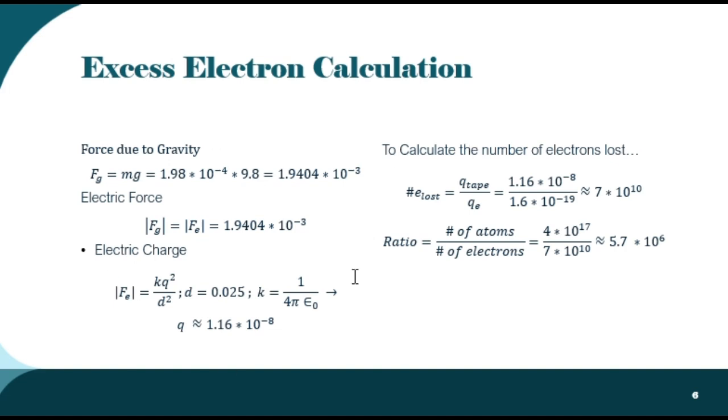Now with these values that I've calculated from my experiment, the number of electrons lost ended up being 7 times 10 to the 10th, which I found by dividing the charge of the tape by the charge of the electron. The ratio found was also the number of atoms over the number of electrons lost. Through my calculations, 4 times 10 to the 17th over 7 times 10 to the 10th, I ended up getting 5.7 times 10 to the 6th.